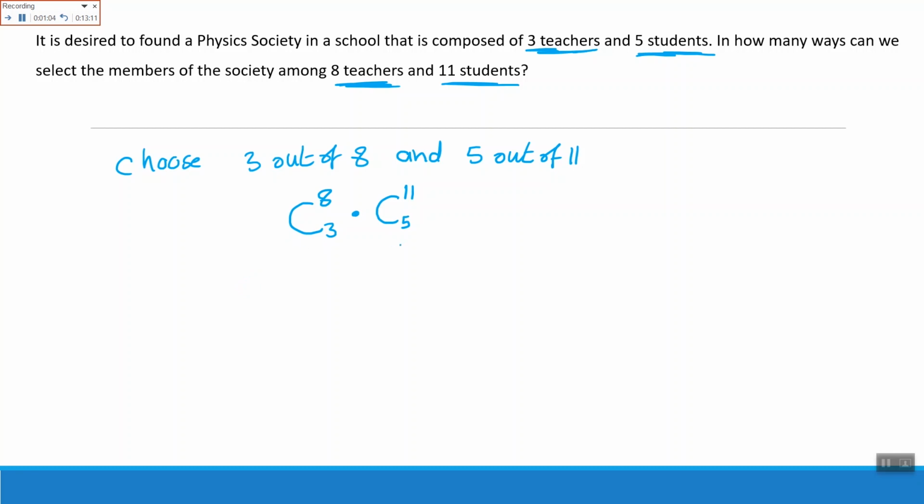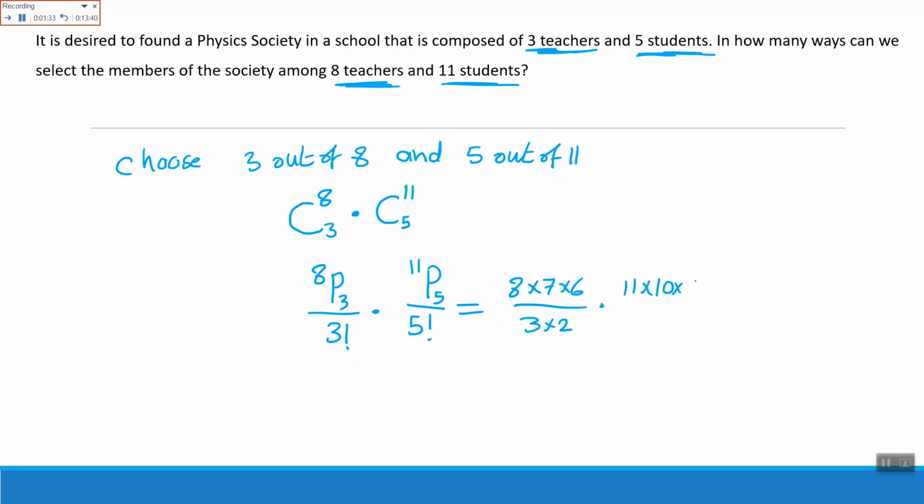We can have this answer in the choices, or it can be the simplified version. So it's 8 permutation 3 over 3 factorial times 11 permutation 5 over 5 factorial. Let's do this. So this is going to be 8 times 7 times 6 over 3 times 2 times 11 times 10 times 9 times 8 times 7 over 5 factorial, which is 5 times 4 times 3 times 2 times 1.